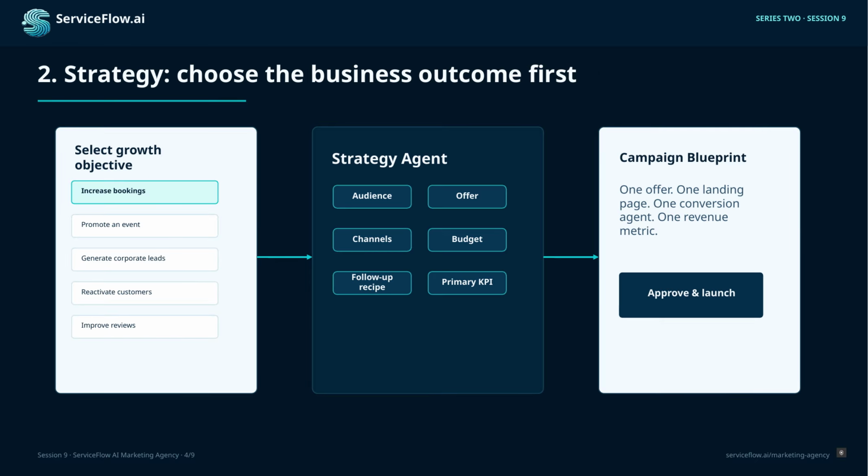Scene 4. Once the business is understood, ServiceFlow turns exploration into strategy. The owner selects a goal such as more bookings, more consultations, more event leads, or more repeat customers. The strategy agent then recommends the audience, the offer, the channels, the budget, the landing page, the follow-up recipe, and the success metric.